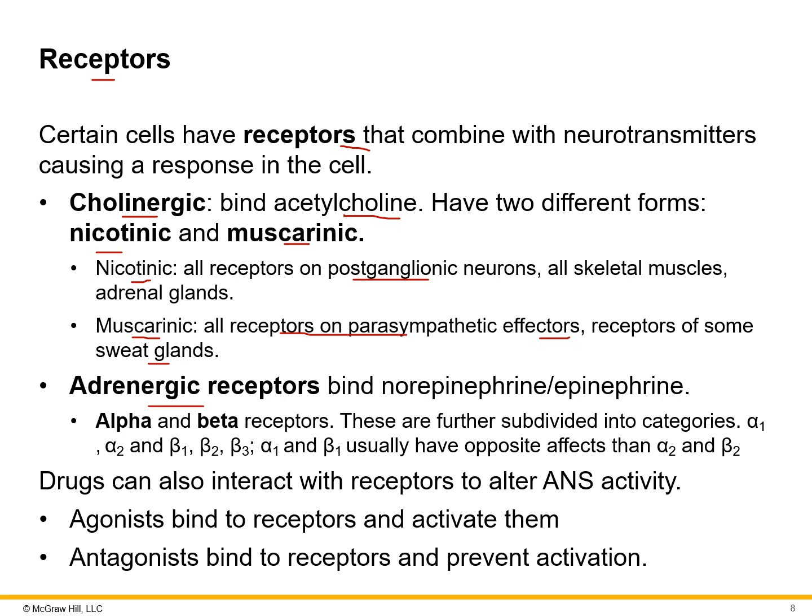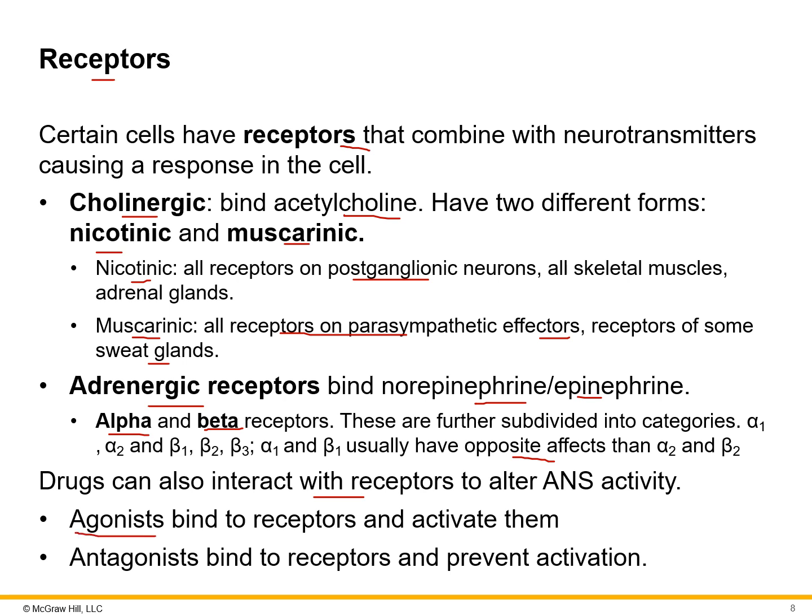Now the adrenergic receptors. Again, adrenergic neurons release norepinephrine. Adrenergic receptors bind to norepinephrine and a close cousin, epinephrine. But there are two different types of adrenergic receptors: alpha and beta, and they can be further subdivided into alpha 1, beta 1, etc. Usually alpha and beta have opposite effects. So if, say, alpha is constricting, then beta is dilating. And then we have lots of different drugs that interact with these receptors to alter that autonomic nervous system.